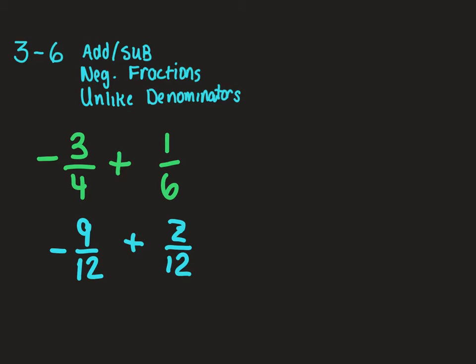Now I have negative 9 plus 2, and this looks like lesson 3/5. They had the same denominators. So negative 9 plus 2 is negative 7. Negative 7 over 12. Can it be simplified? No, it cannot.